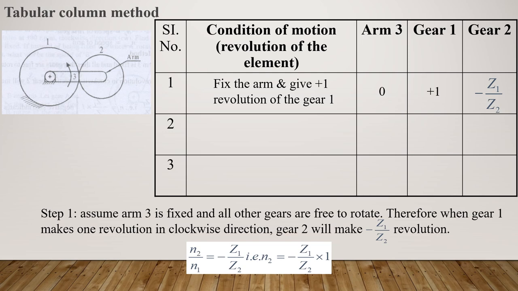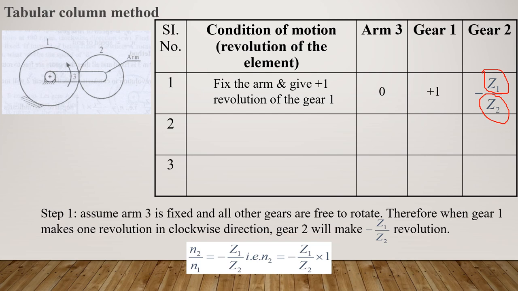So in a simple way you can write this. How to write it in a simple way? Now I want the speed of gear 2. So just write the ratio of number of teeth in the driver gear to number of teeth in the driven gear. Here the driver is gear 1, so it is z1 divided by z2. 1 is the driver, 2 is the driven.